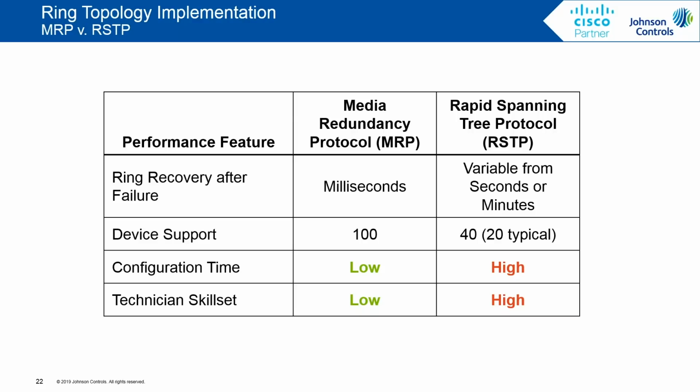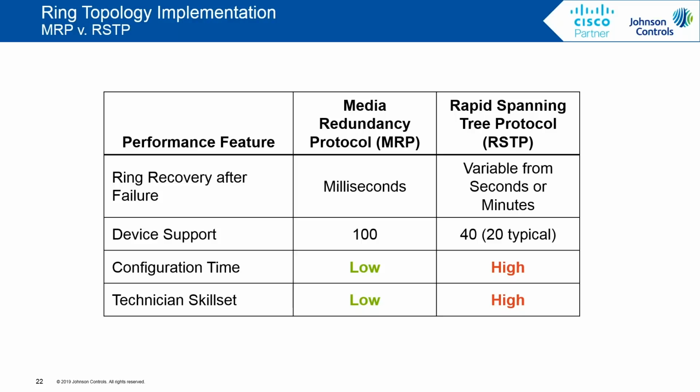The next item I'd like to talk about is device support. If we look at simplicity and fast failover, that yields its way to large device support. The device support on MRP is 100 nodes per ring, where if we look at typical rapid spanning tree, it is 40, and most deployments are somewhere around 20. The 100 number is substantially larger than traditional MSTP deployments, making it more affordable.